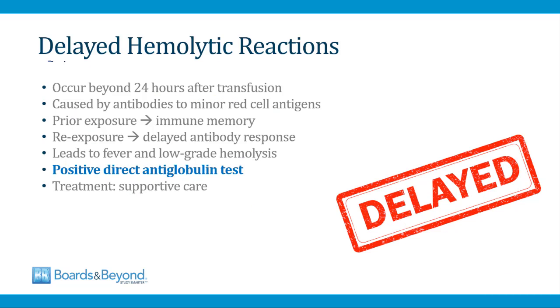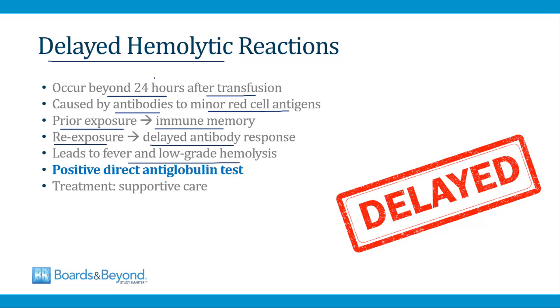Transfusions can also lead to delayed hemolytic reactions, which by definition occur beyond 24 hours after stopping the transfusion. These are usually caused by antibodies to minor red cell antigens, not the ABO antigens. If patients have had a prior exposure to a minor antigen, this leads to immune memory, and then when they're re-exposed to one of those antigens, they develop an antibody response, but it's delayed. And so this will lead to fever and low-grade hemolysis that develops beyond 24 hours after the transfusion. Once again, the key test is the direct antiglobulin test, which will be positive. This tells you antibodies are attached to the surface of red cells. And the treatment for delayed hemolytic reactions is also with supportive care.